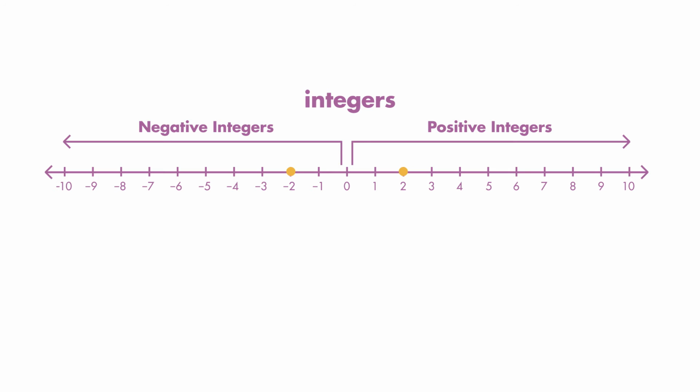The integer negative 7 is shown here on the number line. The opposite of negative 7 is positive 7. Both numbers are 7 spaces away from 0 on the number line.